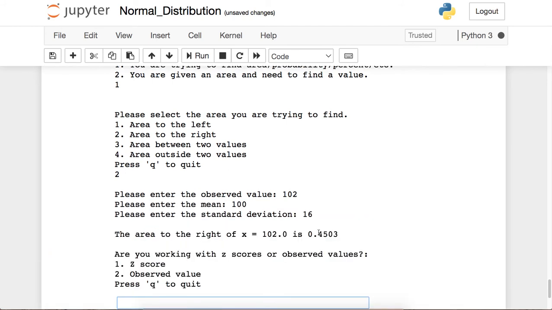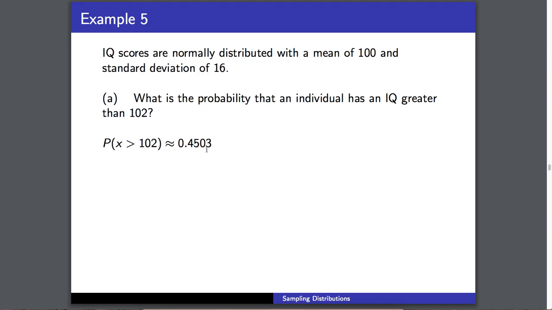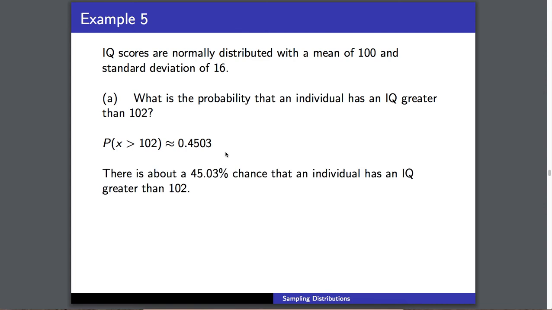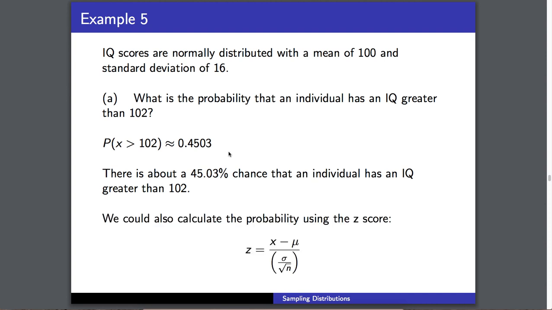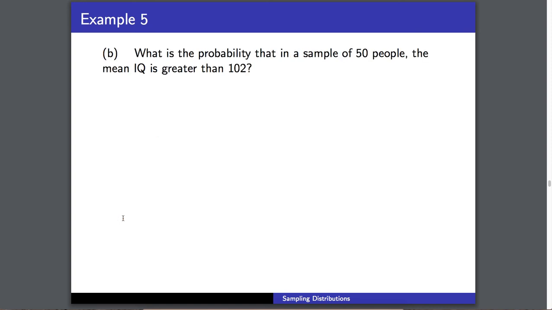So we get about 0.4503, so about 45.03%. So as far as an individual is concerned, we have about a 45% chance that their IQ is greater than 102. Now, we could also have calculated probability using a z-score. This is actually a z-score for a sample, so I apologize for this. So let's just move on from there.